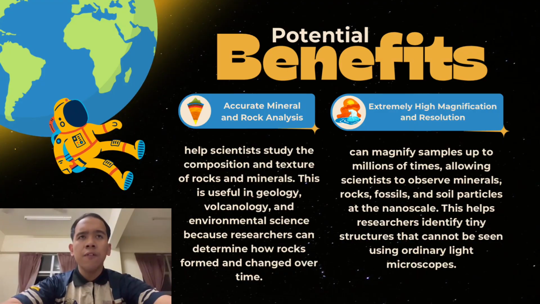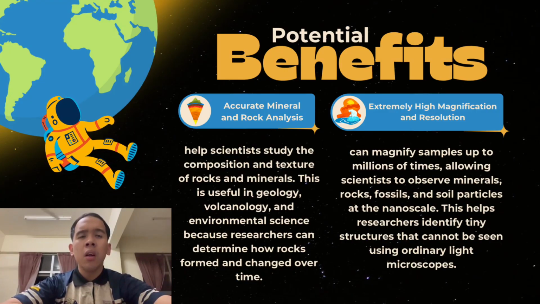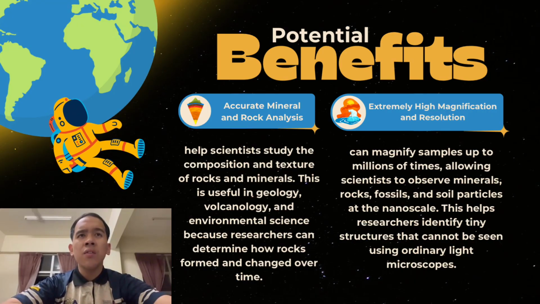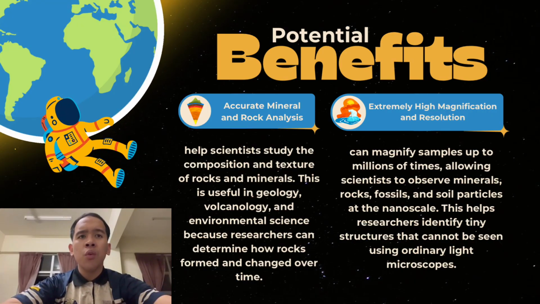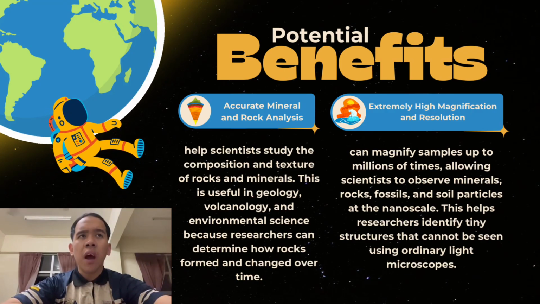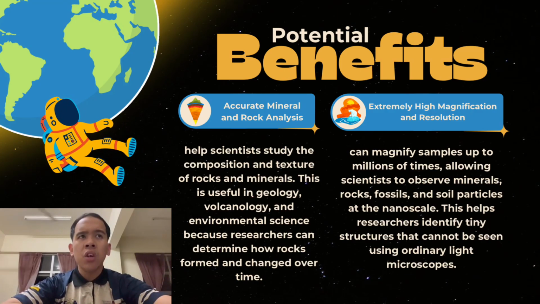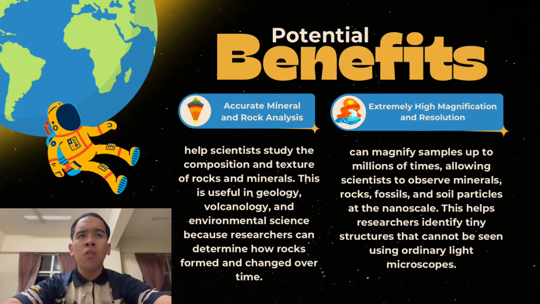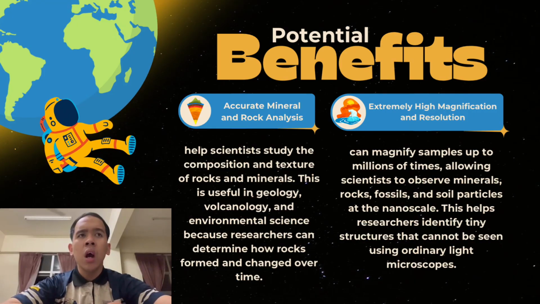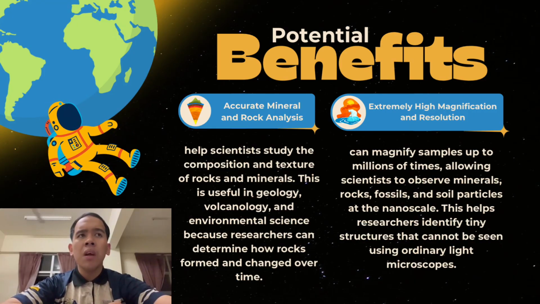The second benefit is accurate mineral and rock analysis. In earth sciences, scientists use electron microscopes to identify the composition and texture of rocks and minerals. This helps geologists understand how rocks were formed and how they change over time due to heat, pressure, or environmental conditions.